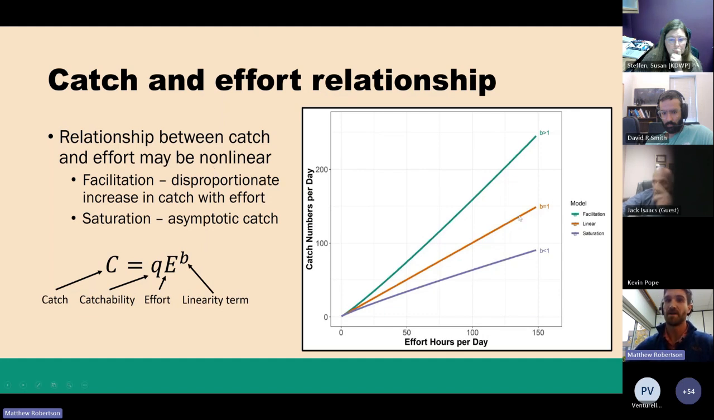So essentially, this will come up in the results. If B was equal to 1, we would basically identify that the relationship between catch and effort across all of our different surveys was linear. If B was greater than 1, that would be indicative that there was some sort of facilitation occurring, telling us that there's some sort of disproportionate increase in the amount of catch we're getting with effort. Basically, we would be getting more catch than expected as effort hours increased. Meanwhile, the opposite, if B was estimated to be less than 1, that would be telling us that there's some sort of saturation effect occurring, where we're expecting that catch will eventually reach some sort of asymptote as effort continues to increase.